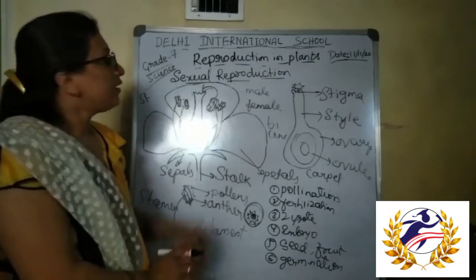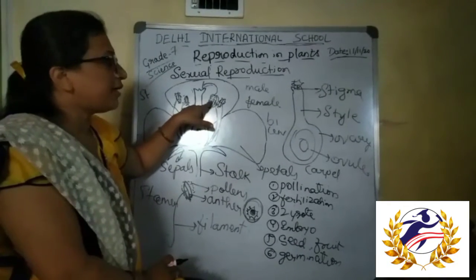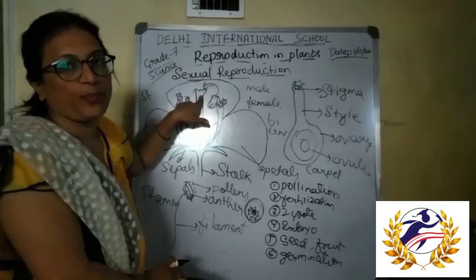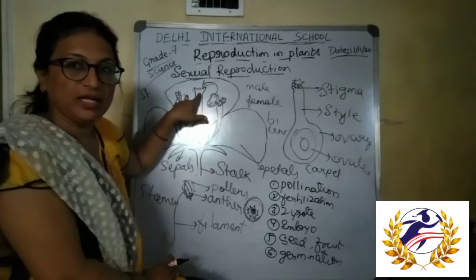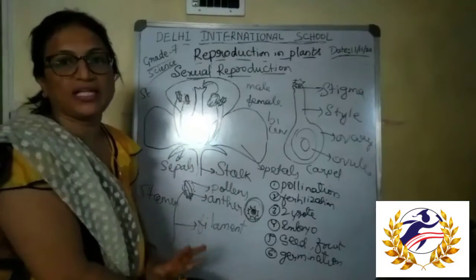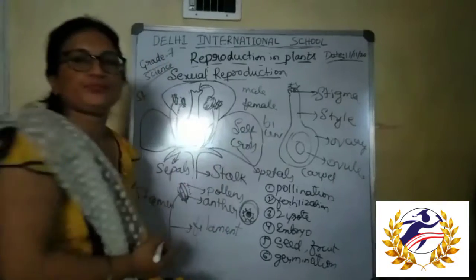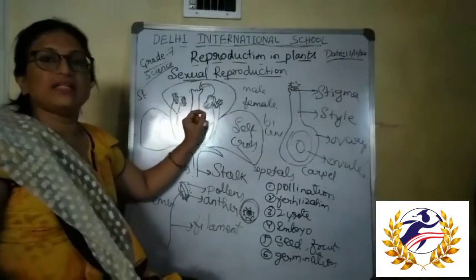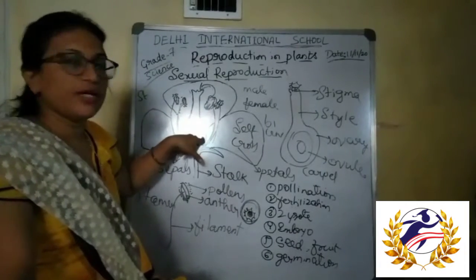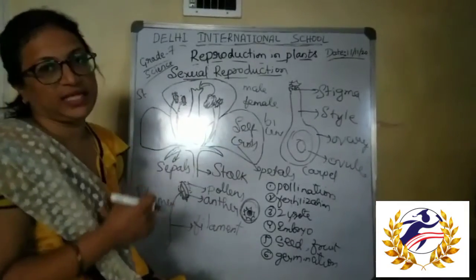Transfer of pollen grains from the male reproductive organ, the anther, to the stigma of the female reproductive part, is called pollination. In pollination, there are two types: self-pollination and cross-pollination. If the transfer of pollen grains takes place from the anther of the same flower to the stigma of the same flower, then it is called self-pollination.